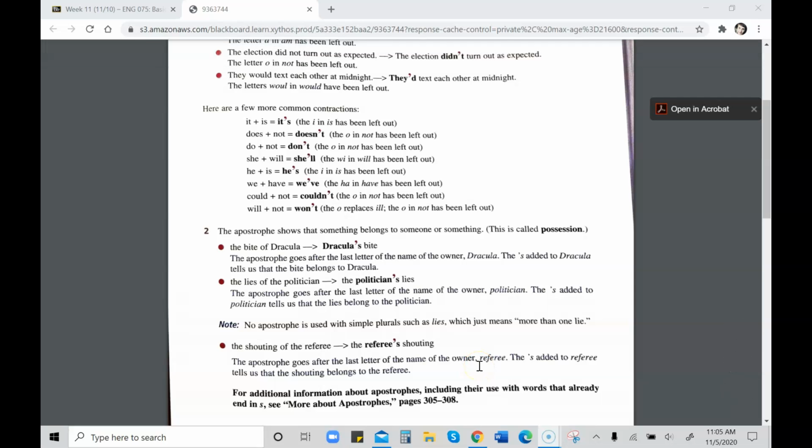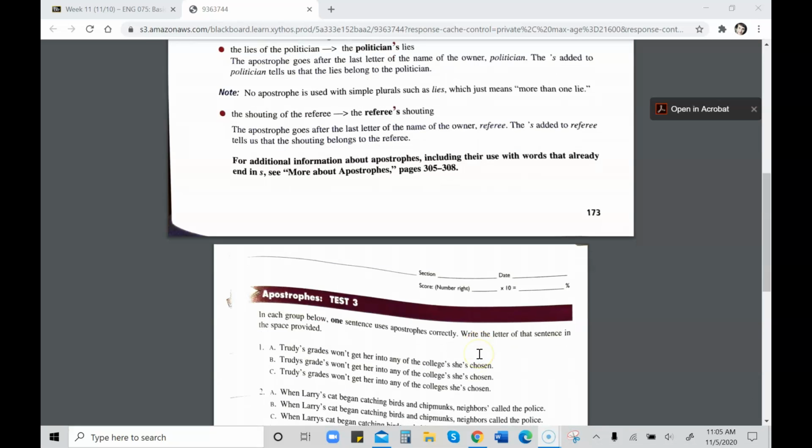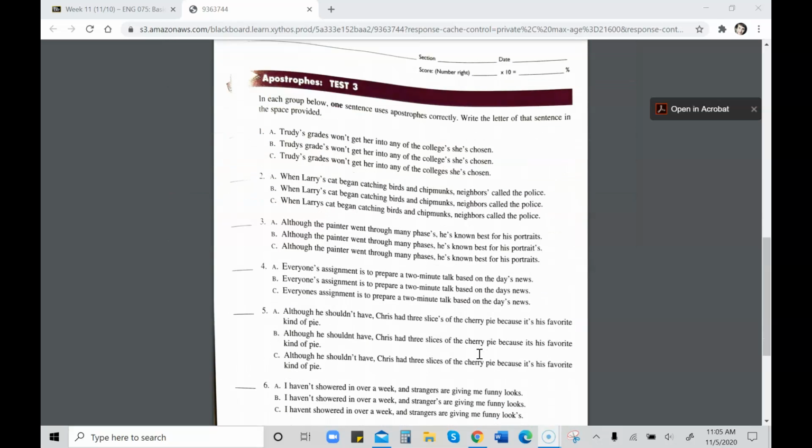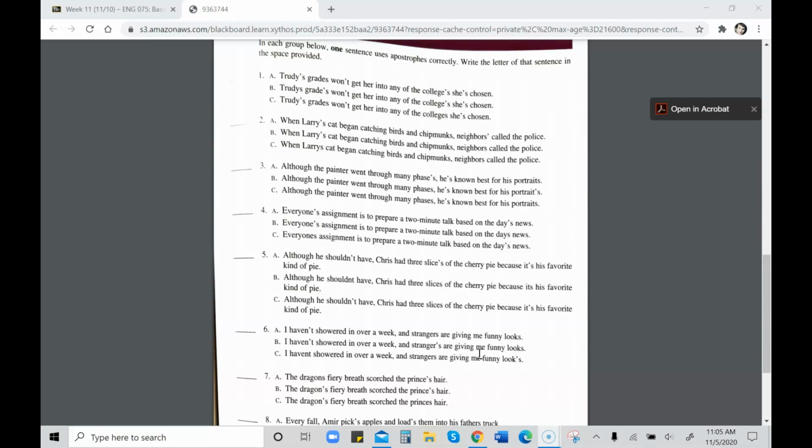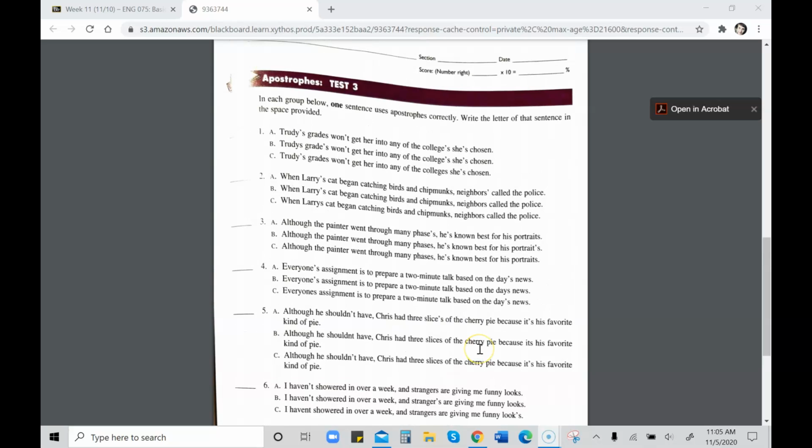There are additional examples throughout the chapter, but you are going to be responsible for doing some editing on test 3. Sorry for the strange picture on that one too. It looks like it was folded just a little bit there. And so in each group below, one sentence uses apostrophes correctly. So this is going to require you to really look at each sentence because maybe they've only made a single change in each one. So parts of the sentence will be correct and parts of it will not.